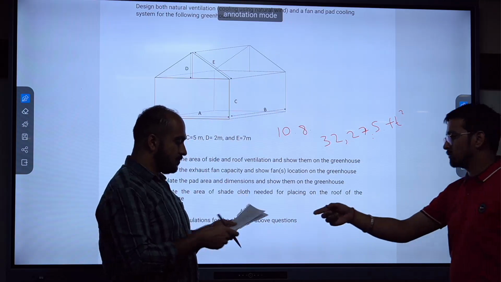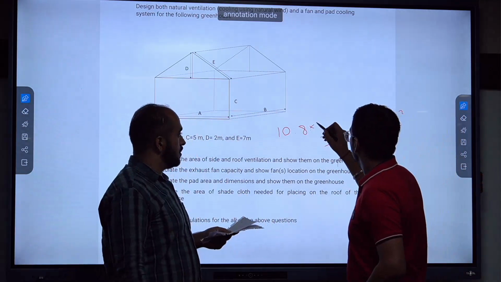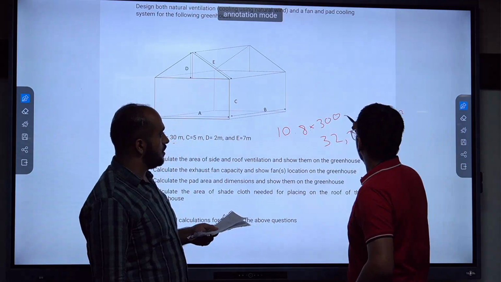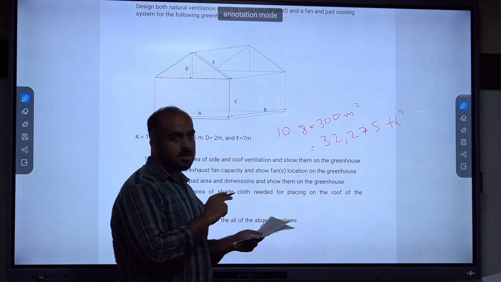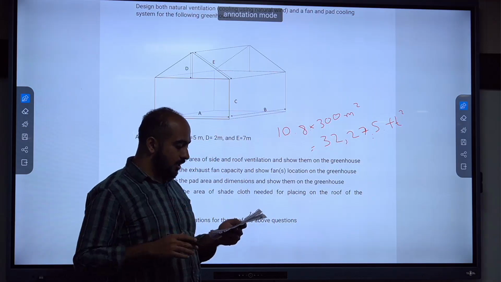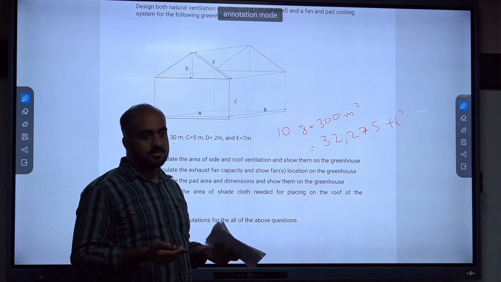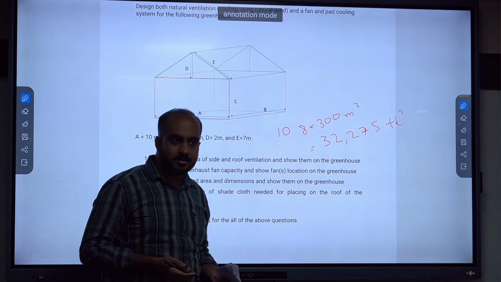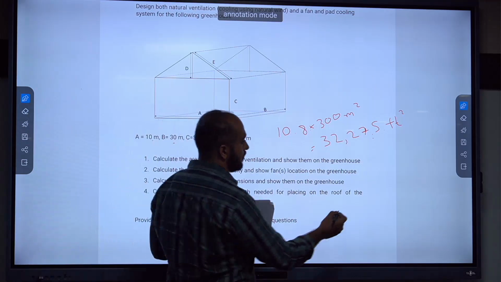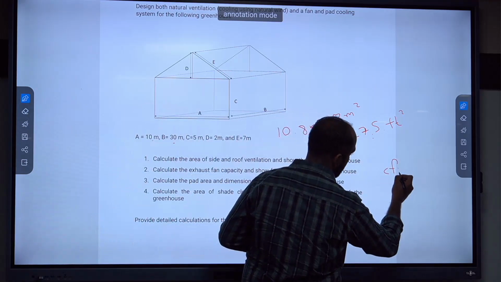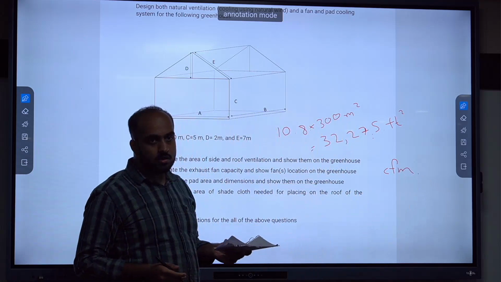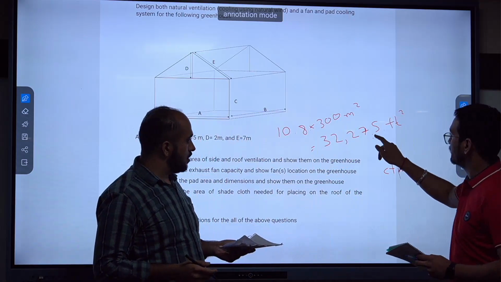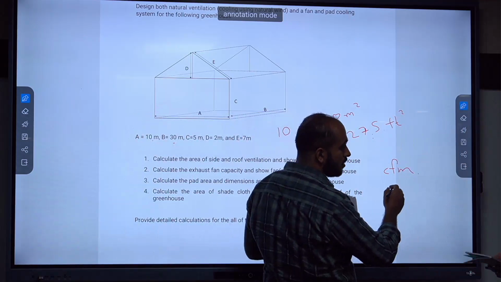Oh yeah, you may be correct. Yeah. Okay, got it. Now this is the ground area for the greenhouse. For the fan capacity, it's very simple. We just multiply this by 10, and we'll get the total CFM, cubic feet per minute. No, hold on. There is something wrong there. 300 times 10.8 is not 32,000. It is 3,000 something.